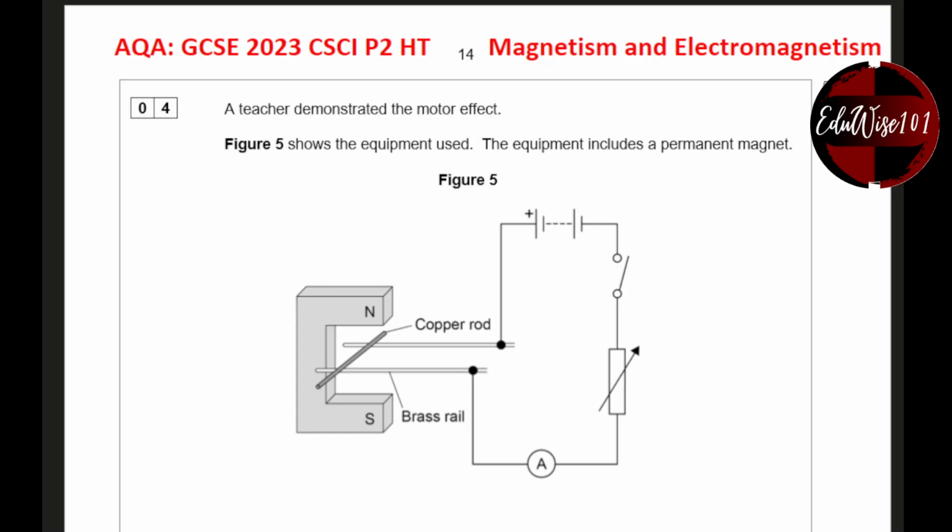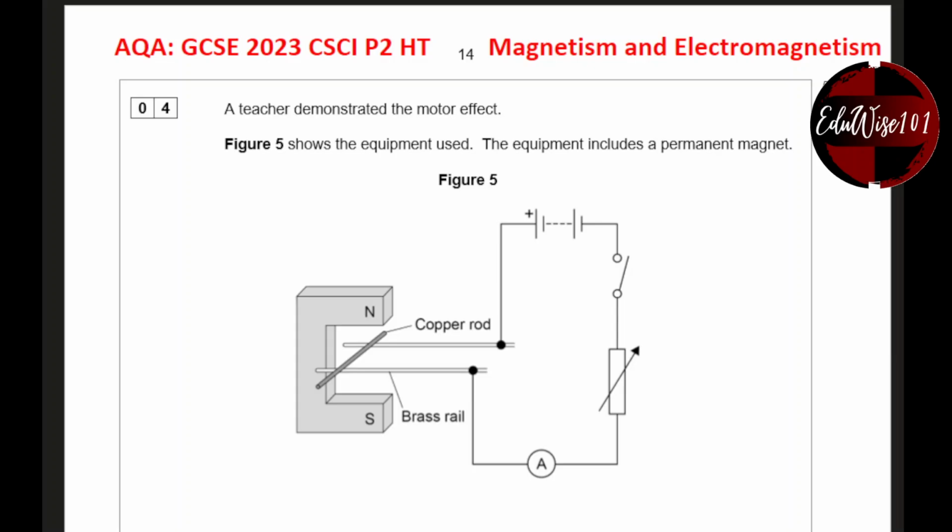In this video, I'm going to go through the AQA Combined Science Physics Paper 2 Higher Tier from 2023. Question number 4 is on magnetism and electromagnetism. A teacher demonstrated the motor effect. Figure 5 shows the equipment used.